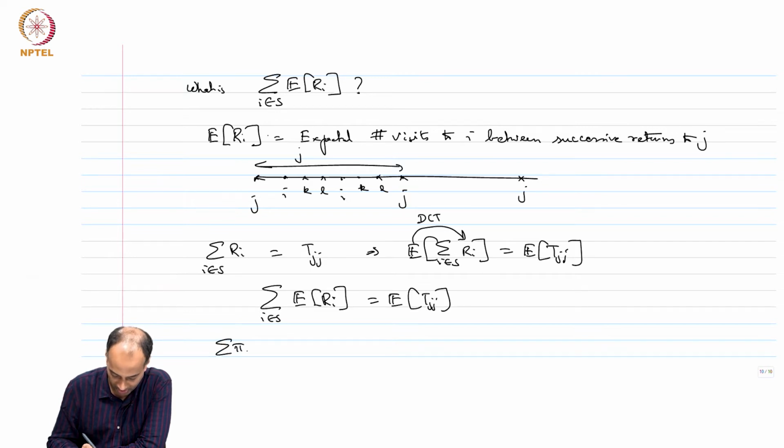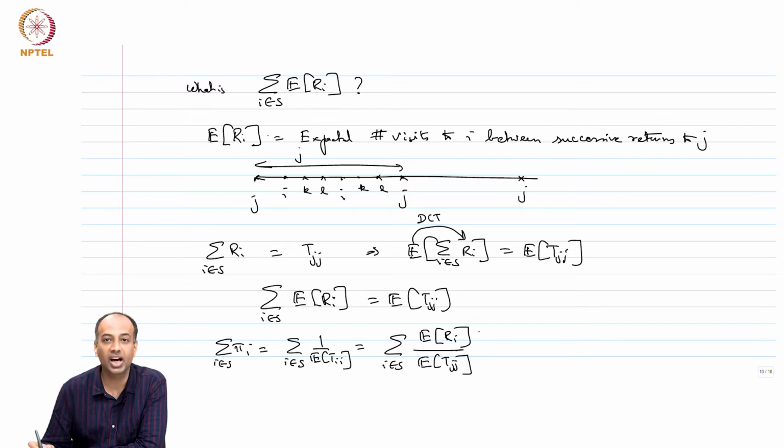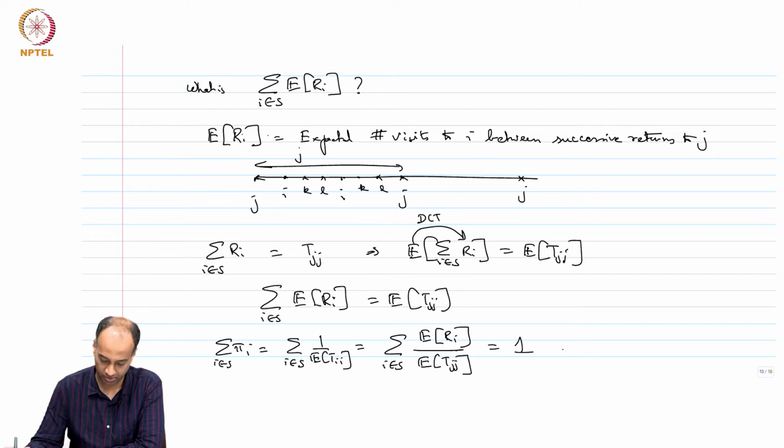So, I know sum over pi i, which is just sum over i belongs to S of 1 over expected Tii, is equal to sum over i belongs to S of expected Ri over expected Tjj, right? But the sum over expected Ri is simply expected Tjj. So, that is equal to 1, alright. So, we have shown that sum over pi i is equal to 1. So, this 3 is shown.